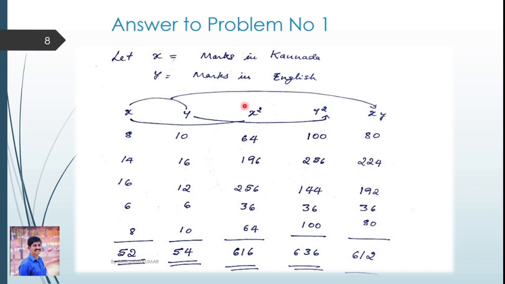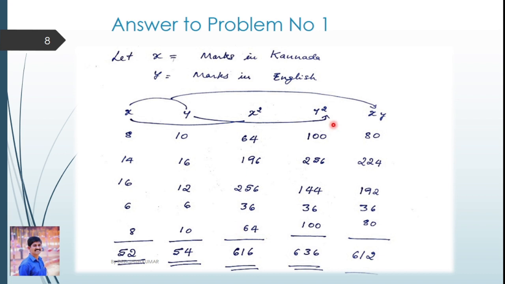First I am going to do x square, that is x into x. 8 into 8 is equal to 64. 14 into 14 is equal to 196. 16 into 16 is equal to 256. 6 into 6 is equal to 36. 8 into 8 is equal to 64.